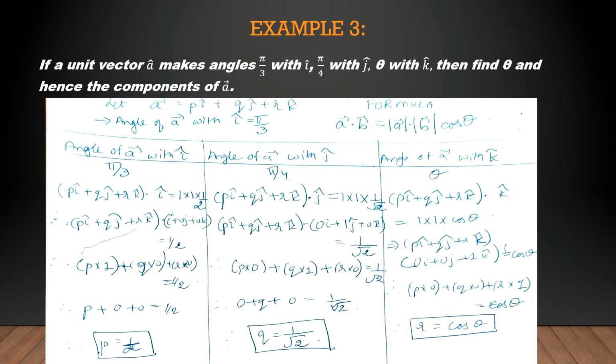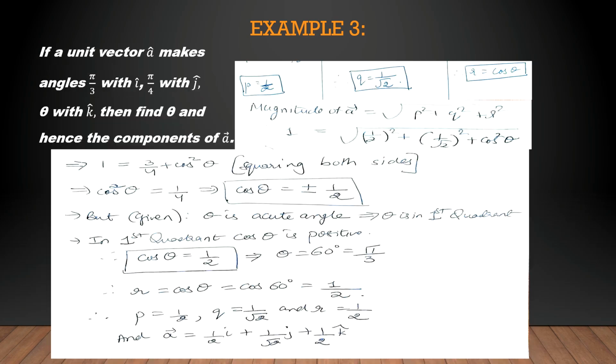That is the second component. In the third component, your vector makes an angle theta with k cap. So when you simplify over here, on the right hand side, you will be getting 1 into cos theta. So r is equal to cos theta. So now what are the three components of your vector A? P is half, Q is 1 upon root 2 and r is cos theta.